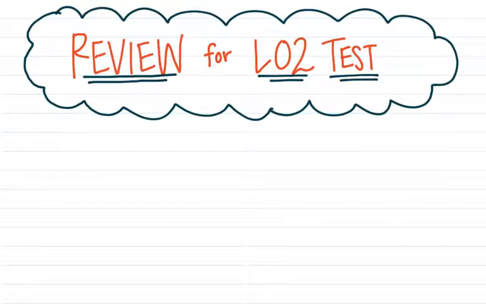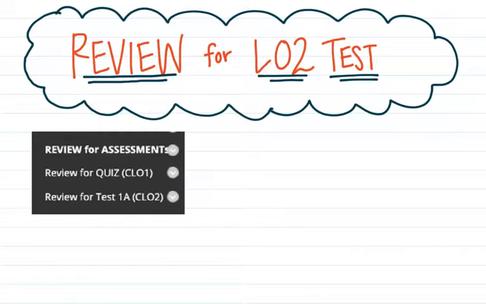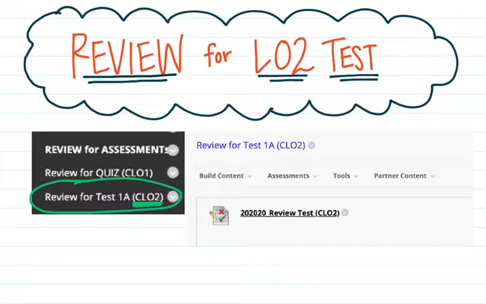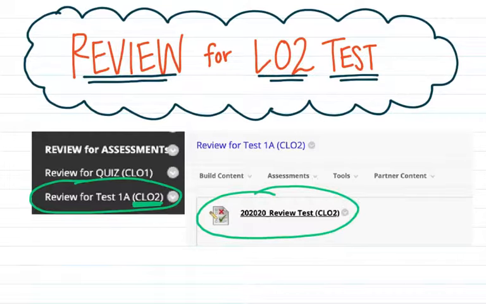This will be a detailed review for your LO2 test coming up next week. If you look in your Blackboard Learn course on the left-hand side, find the Review for Test 1A, that's your Learning Outcome 2 test. Then click on the link for the review assignment, Review Test CLO2. I advise you to try this by yourself first, and then only after, or if you get stuck, watch this video where I review all of the questions.